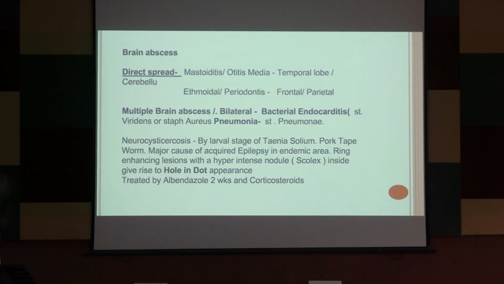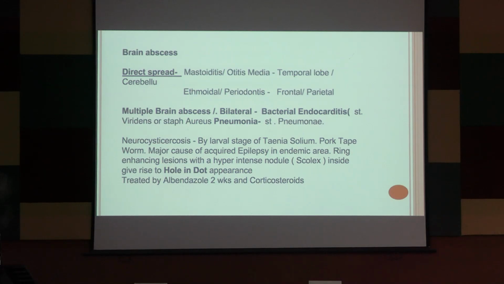I have not mentioned these as common organisms in bacterial meningitis, but they are common organisms of bacterial endocarditis. In that case, the organism can go into the brain and cause multiple brain abscesses, and pneumonia is also a risk factor. And an important brain lesion is neurocysticercosis.